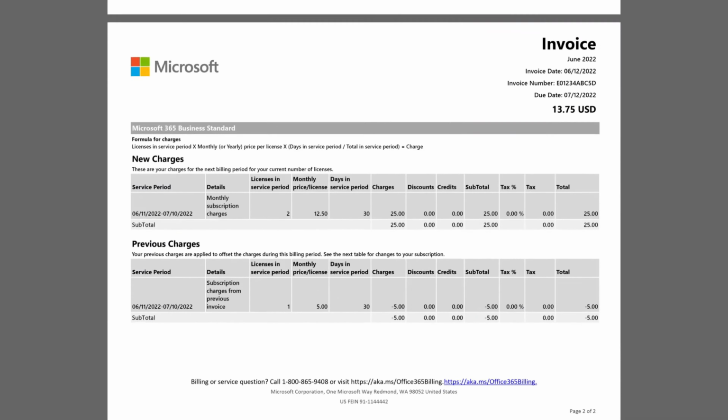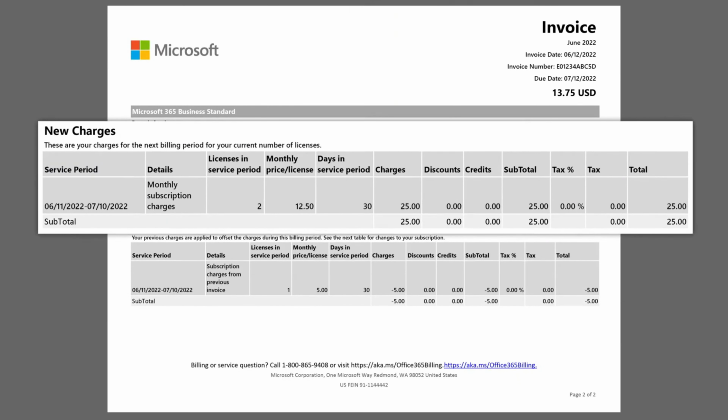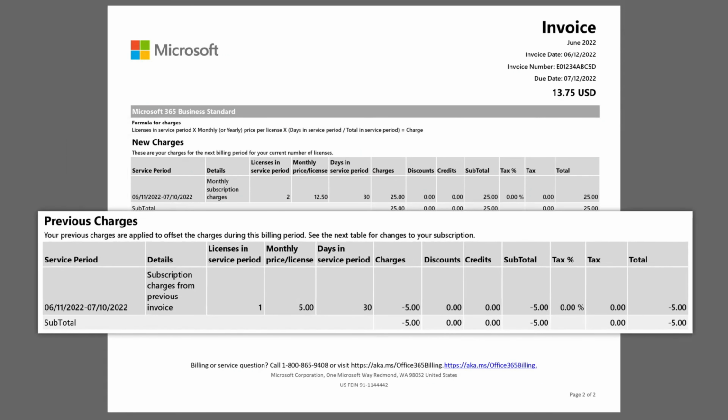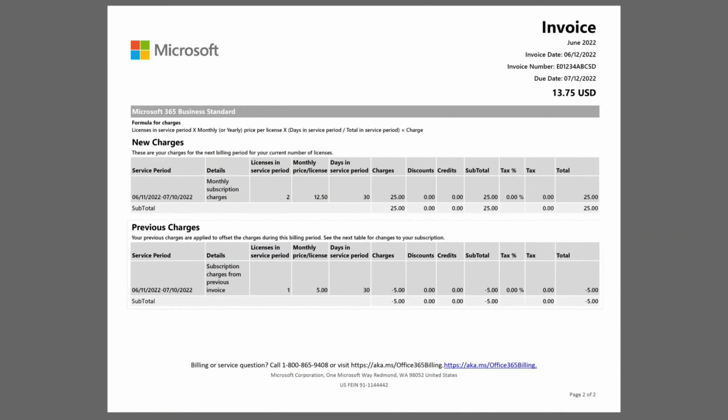The new charges section shows you the charges, discounts, credits, and taxes that were added over the last service period. For example, it shows you the number of licenses during the service period, the price per license, and the number of days in the service period. The previous charges section shows a credit for charges you paid for during the previous invoice. For example, if you added or removed a license during the previous billing period, the invoice shows any charges or credits associated with those changes.